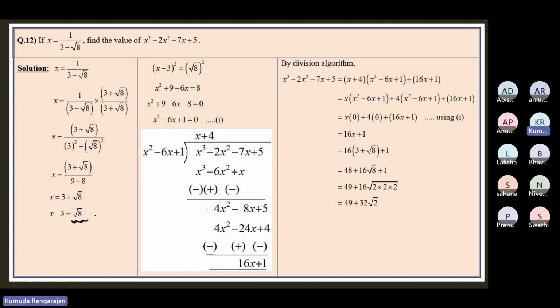One second, my son is shouting. Just a second. He's playing some game on the laptop, and if he wins, he goes mad. Okay, I'm sorry.